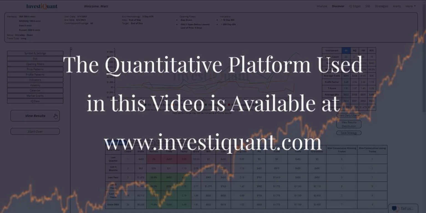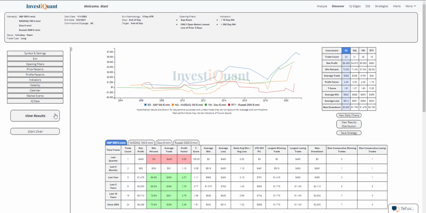All right, and here we go. These are the results based upon entering the market long at 9:30 a.m. Eastern Time and exiting at the close, which is 4:15 p.m. Eastern Time, when you open below the lowest low of the prior 5 days and you are in a bull market environment, meaning that you closed above the 10 and the 200-day simple moving average in the prior session.